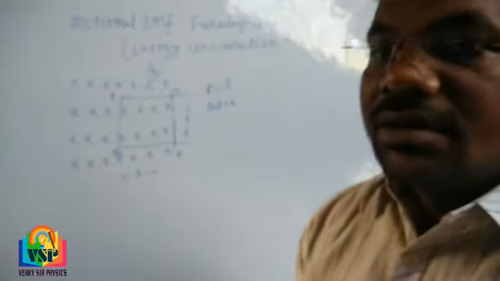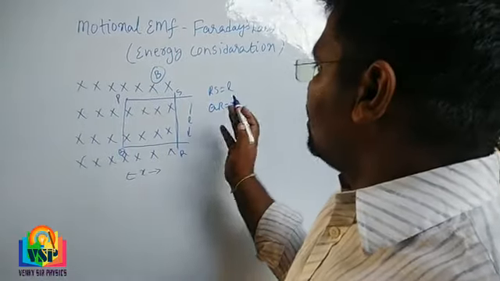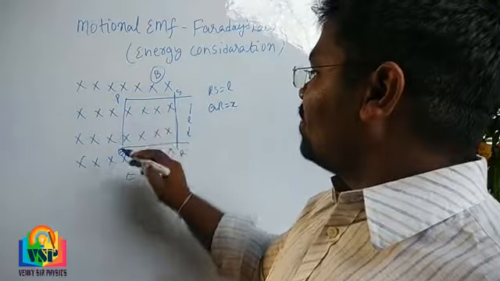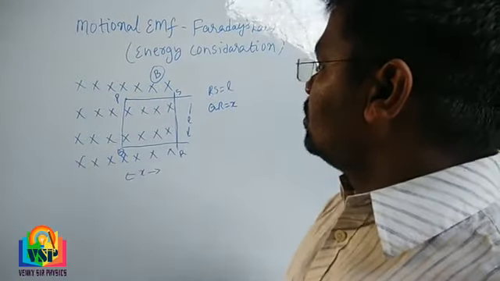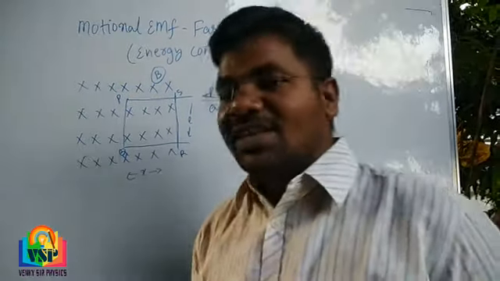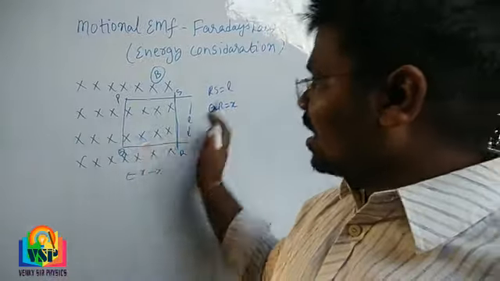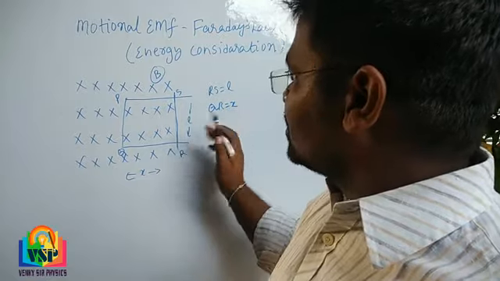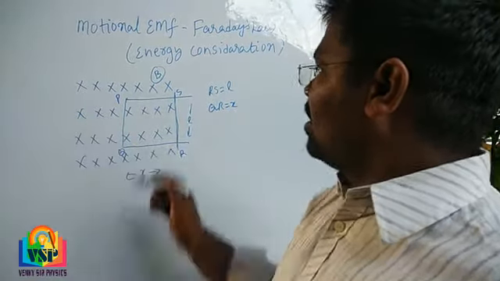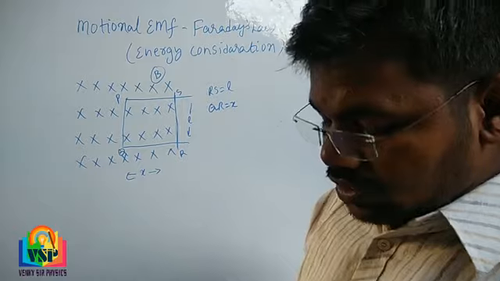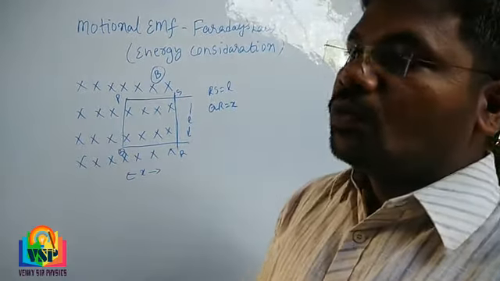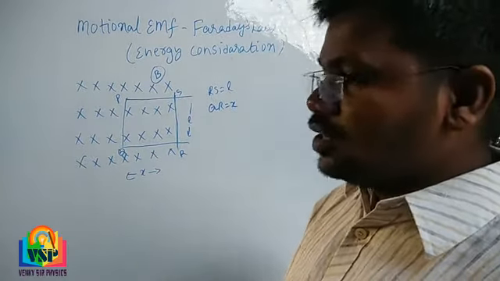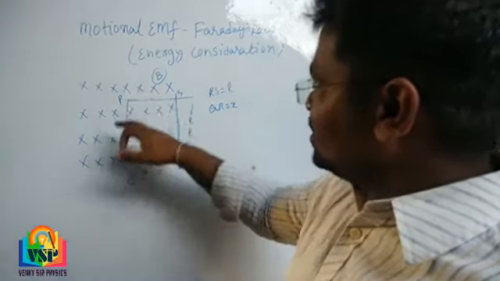When the rod moves towards or away from PQ, we can say the coil is in motion. Only this RS rod moves towards or away from PQ. Due to the motion, some induced current or induced EMF is developed in this coil.